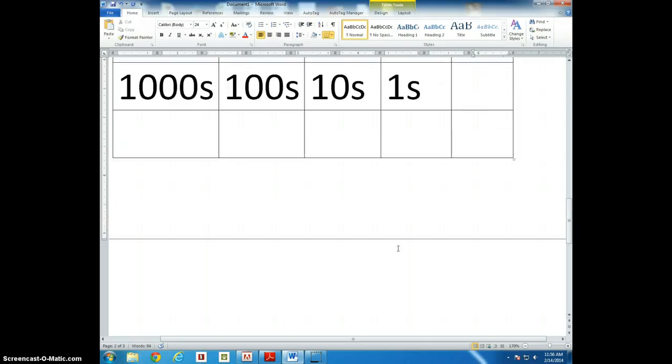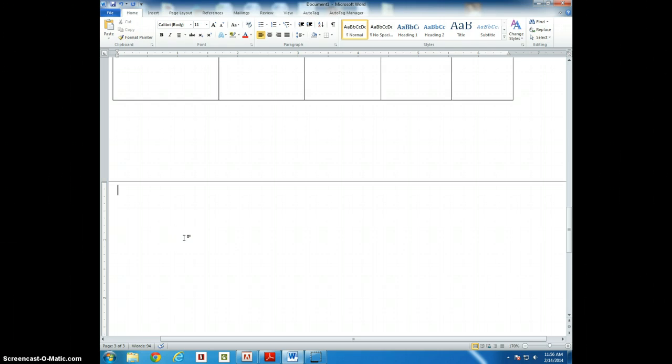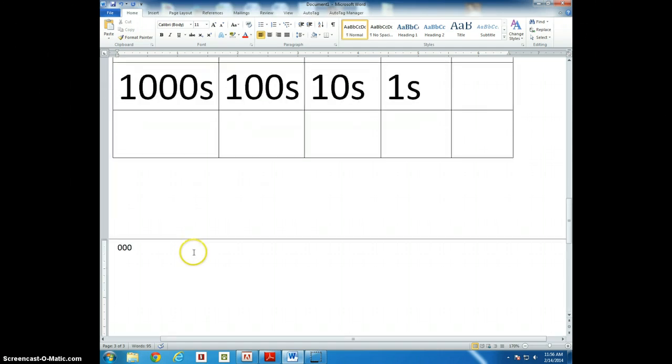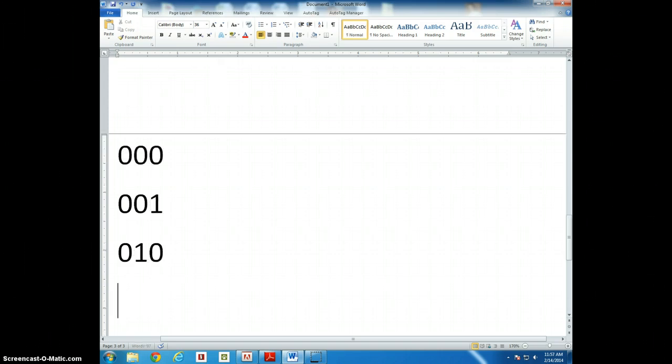If we want to actually count in binary based on what we just learned here, let's just do 3 bits. 0, 0, 0, of course, is a 0. And then the next number would be 0, 0, 1, because that's a 1 in the 1's column. And then we'd go 0, 1, 0, because that's the 2's column. And then 3 would be 0, 1, 1.